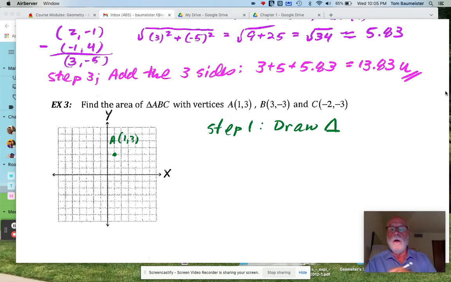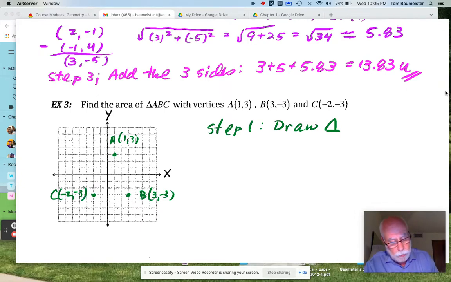And remember, tomorrow, when you do your homework, it'll probably be a drag and drop and it'll put it all together for you. Okay, let's see. And then B is at 3 and negative 3. So 1, 2, 3, down 1, 2, 3. And C we have as negative 2 and negative 3. So there's C at negative 2 and negative 3.